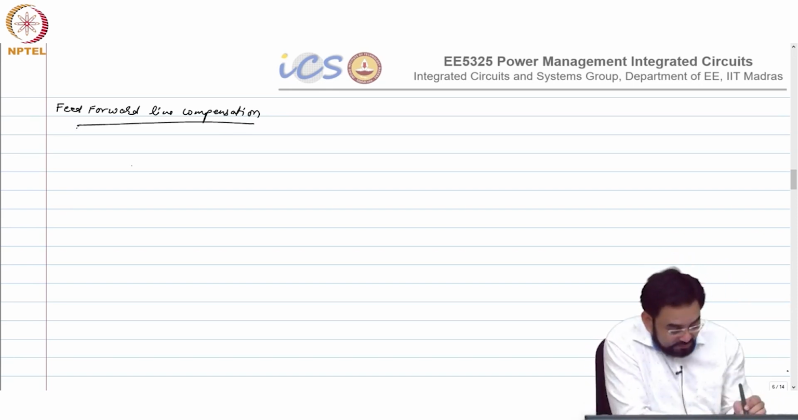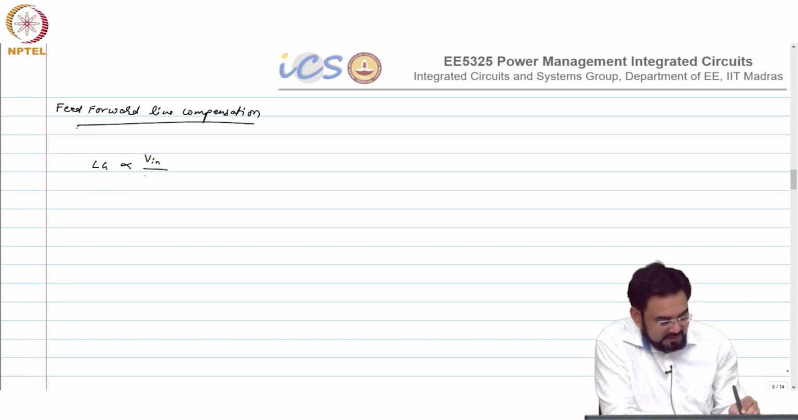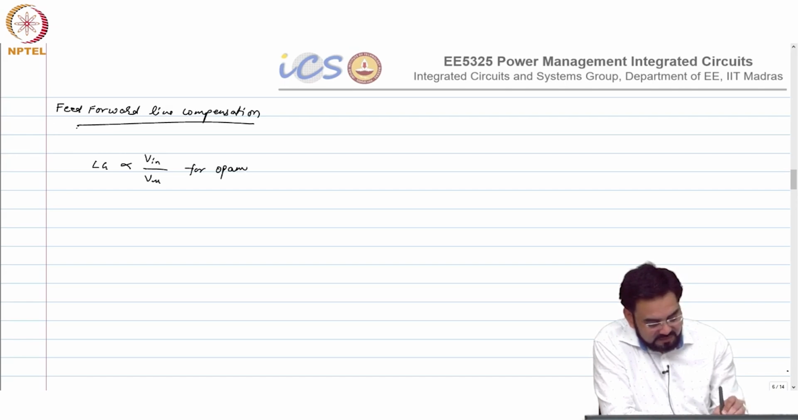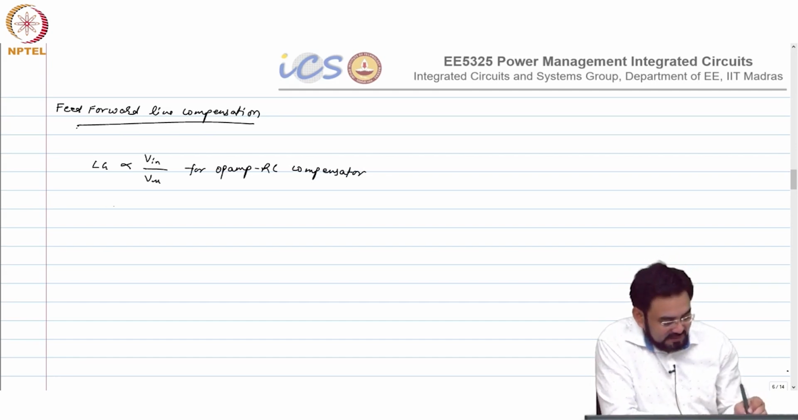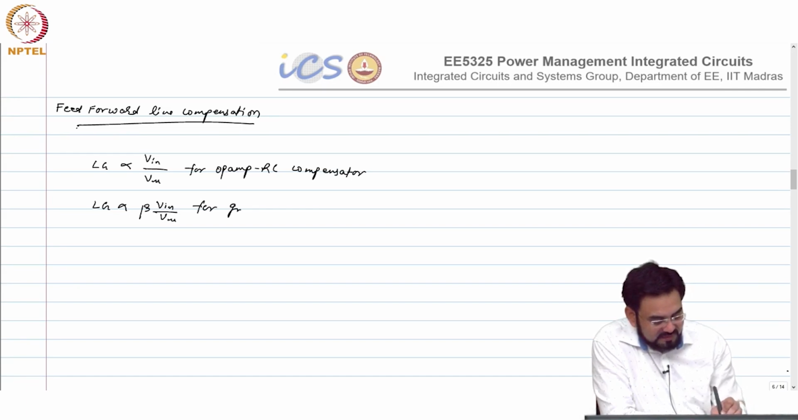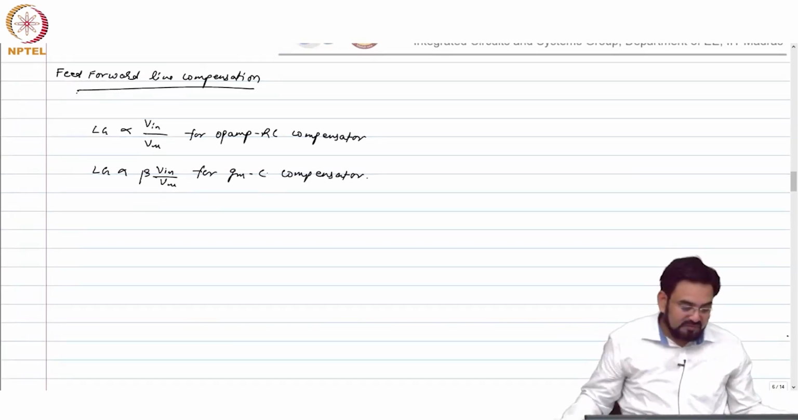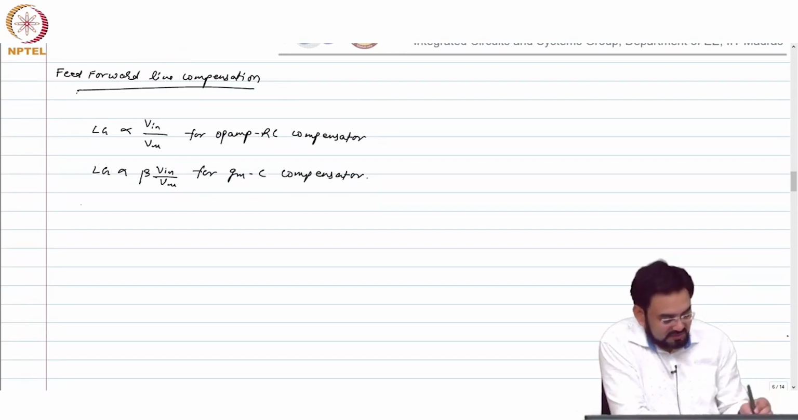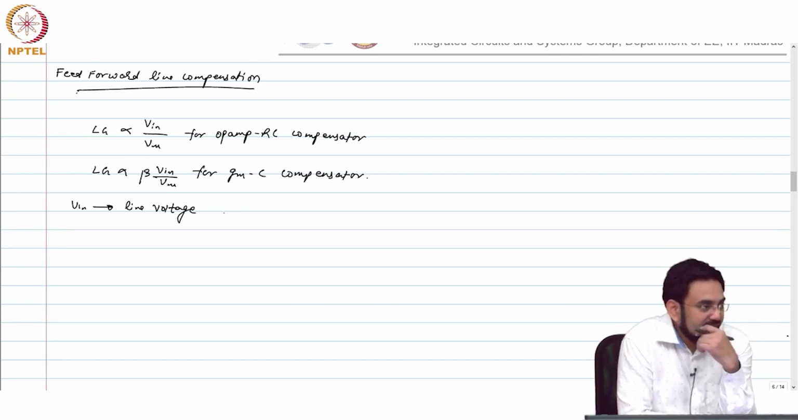So if you remember, your loop gain was proportional to V in by Vm for the op-amp RC compensator, and this is proportional to beta V in by Vm for the GMC compensator, which means if your line voltage changes, and line voltage is nothing but V in actually, higher line voltage means higher gain.